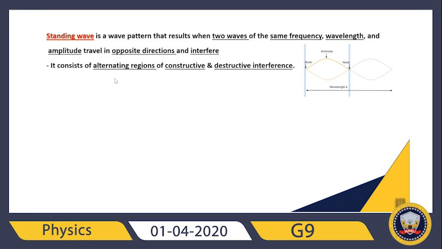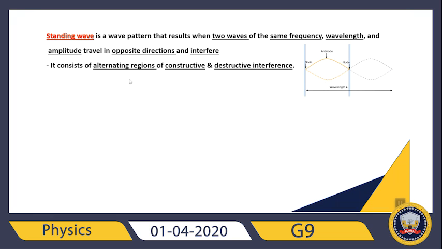So by the way, it consists of alternating regions of constructive and destructive interference. Do you remember constructive and destructive interference? Constructive interference is when the two waves have the same displacement from the equilibrium position, while destructive is the opposite: one up and the other down, one left and the other right, the opposite displacement from the equilibrium position.